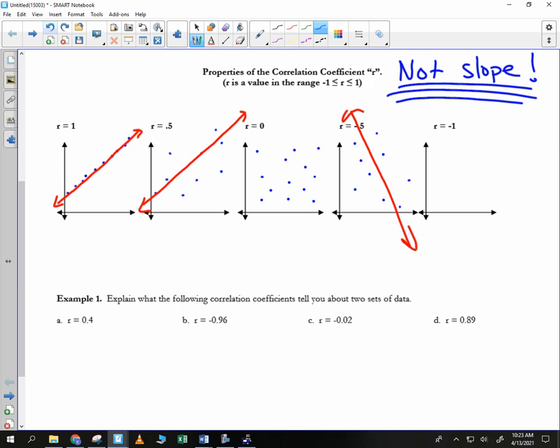And finally, negative 1. Means that the data makes basically a perfect line. It's trending in the downward direction. Does not mean that it has a slope of 1 or negative 1.